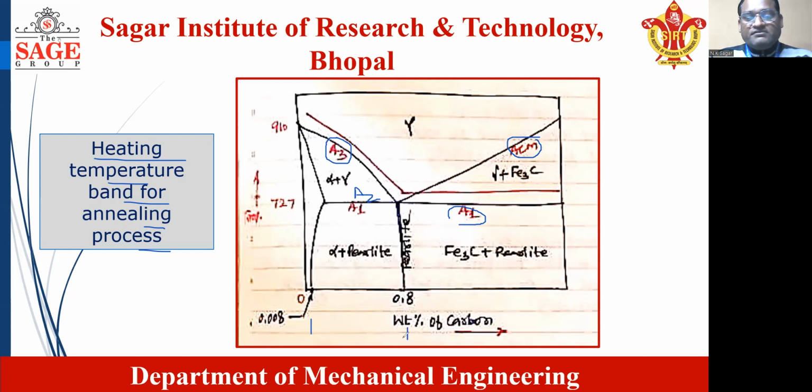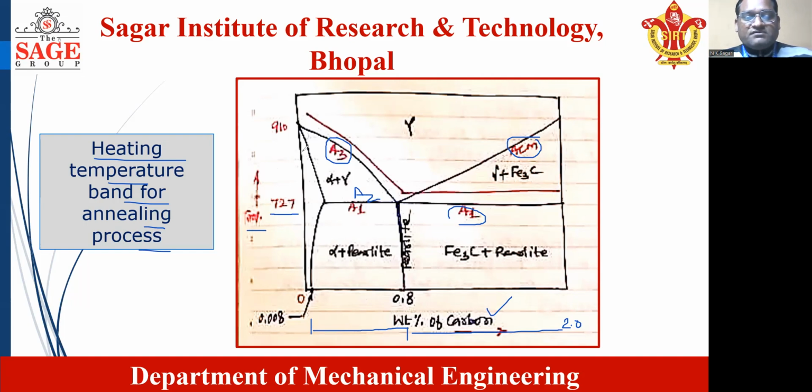From 0 to 0.8 there is hypoeutectoid steel, and from 0.8 to 2.0 there is hypereutectoid steel. So this is the phase diagram from the iron carbon diagram. On the horizontal axis, the weight percentage of carbon is shown, and on the vertical axis, the temperature is shown in degrees Celsius. This is 727 degrees Celsius, or 725 degrees Celsius, and this line is known as the eutectoid temperature line, denoted by the curve A1. This is A1, A3, ACM.